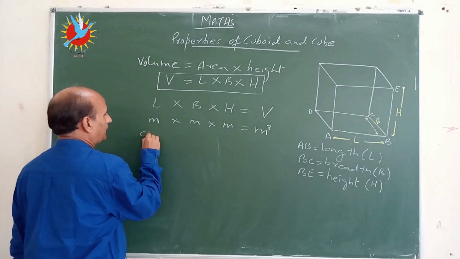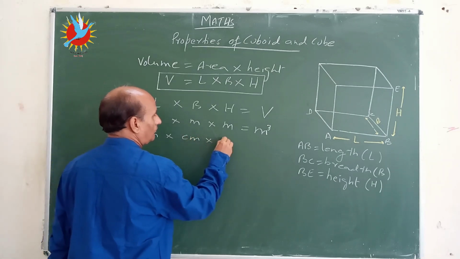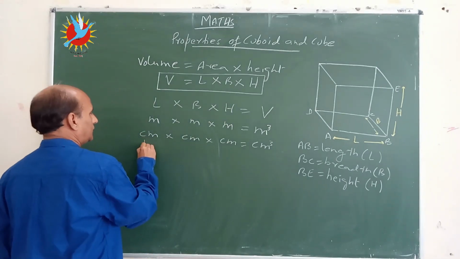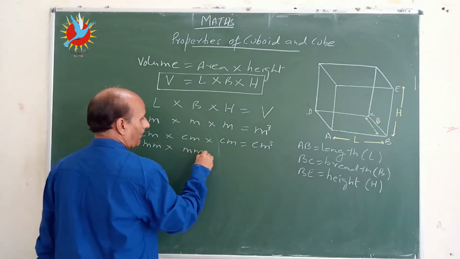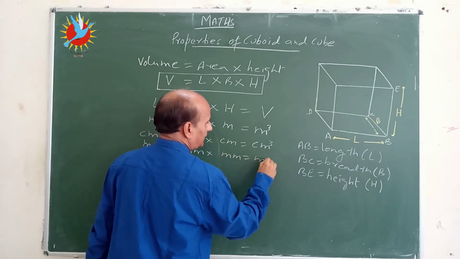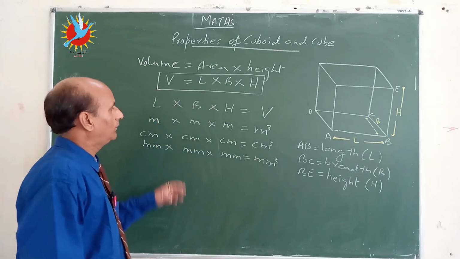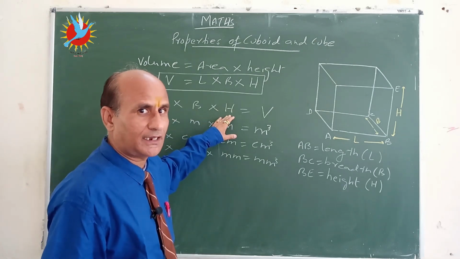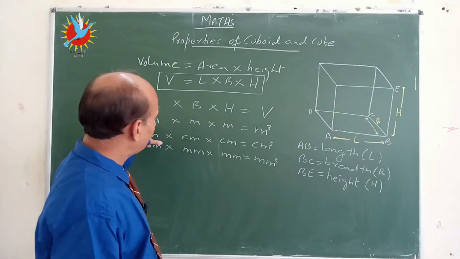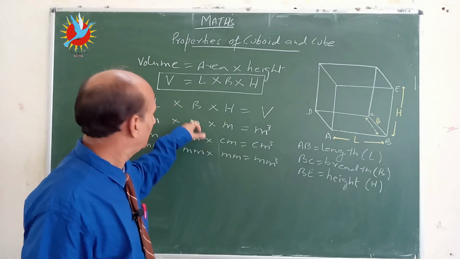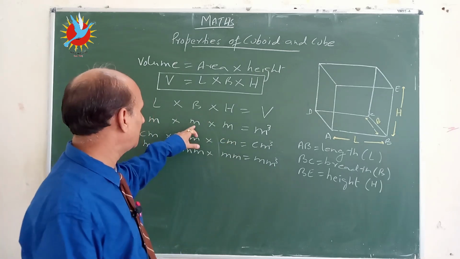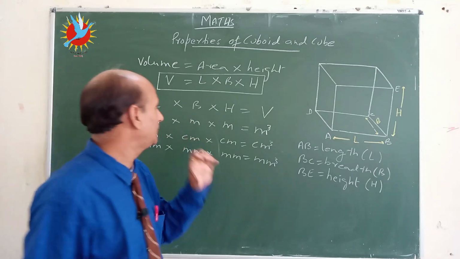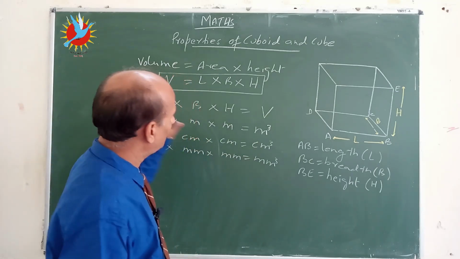Similarly, if they are in centimeters, then the unit becomes centimeter cube, and so on with millimeters, that is millimeter cube. But remember one thing, all 3 parts must have the same unit. Suppose length is in meter, width is in centimeter, and height is in meter. So first convert the width to meters. Either you can take meters, centimeters or millimeters, but all three must be in the same unit, then only you can proceed.